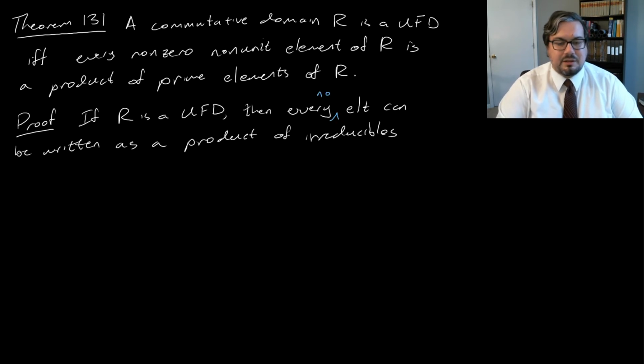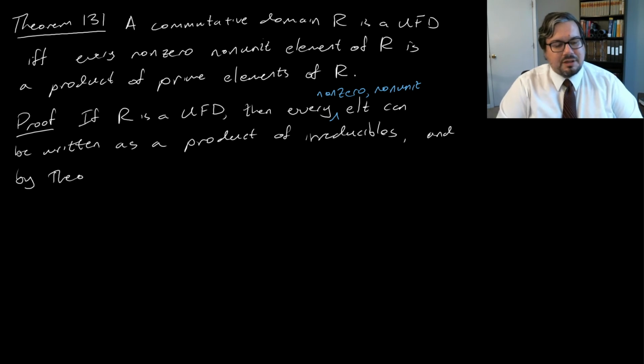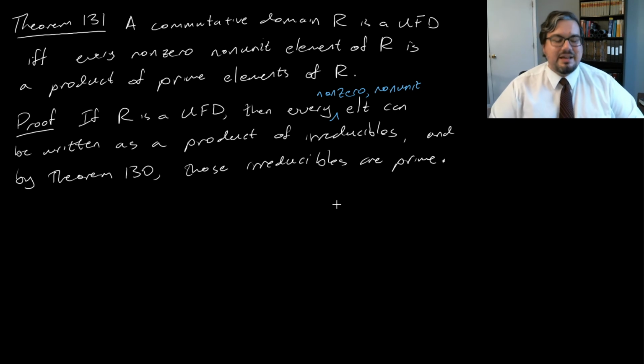Sorry, every non-zero, non-unit element can be written as a product of irreducibles, and by Theorem 130, those irreducibles are prime. So that proves the forward direction, that if R is a UFD, then every non-zero, non-unit element of R can be written as a product of prime elements.